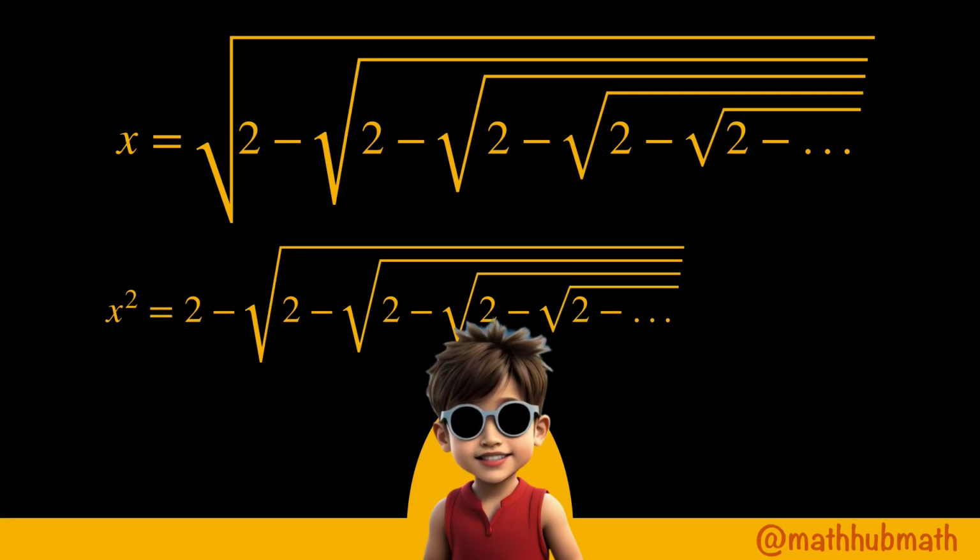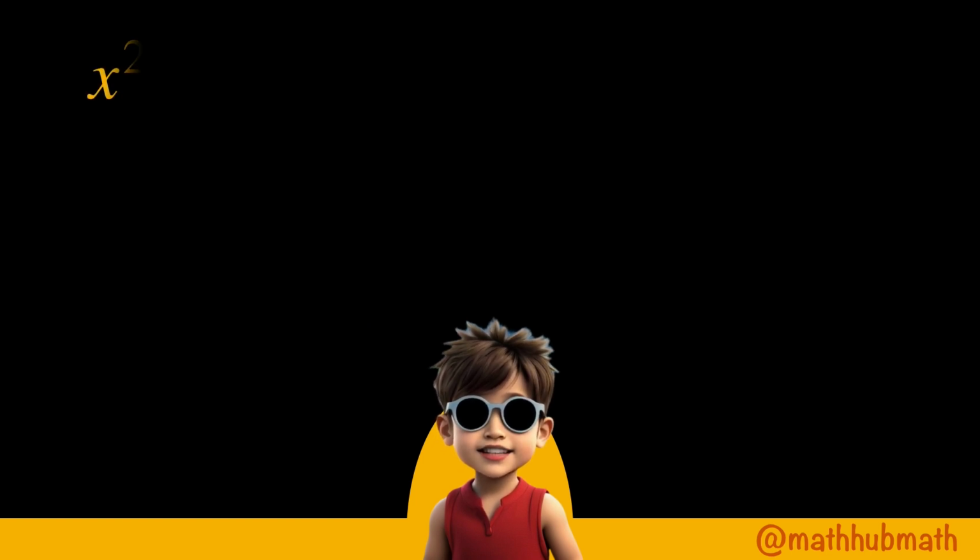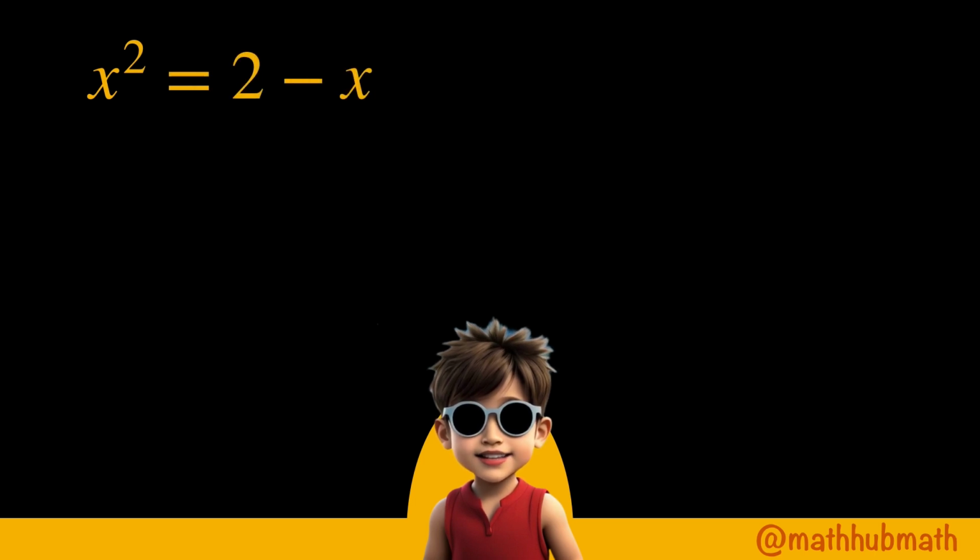Now look here, this term square root of 2 minus square root of 2 minus square root of 2 repeating forever is still a repeating sequence that keeps going forever. If we remove one term from the beginning, the rest is still the same sequence, so here we can see that x squared equals 2 minus x itself. So as you see, we have come up with a simple equation. X squared equals 2 minus x.